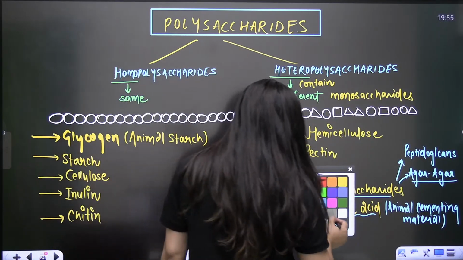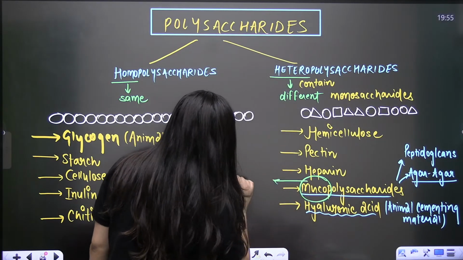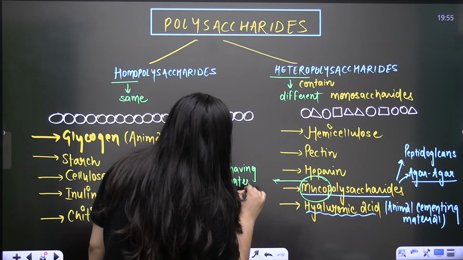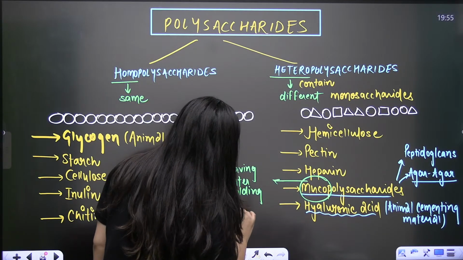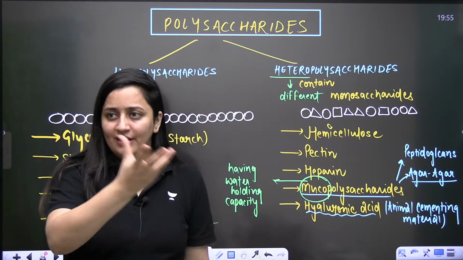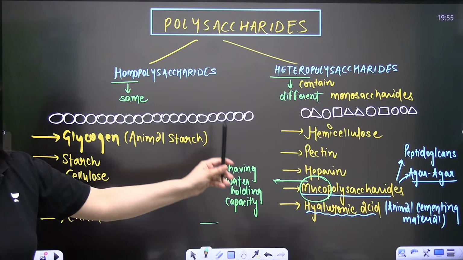So what is the meaning of a mucopolysaccharide? Mucopolysaccharides are the polysaccharides having water holding capacity. They are the ones that can retain water, they can hold water. Just take agar-agar, a powder. You will add the water, it will become jelly like this. Clear? So yes, examples are important.